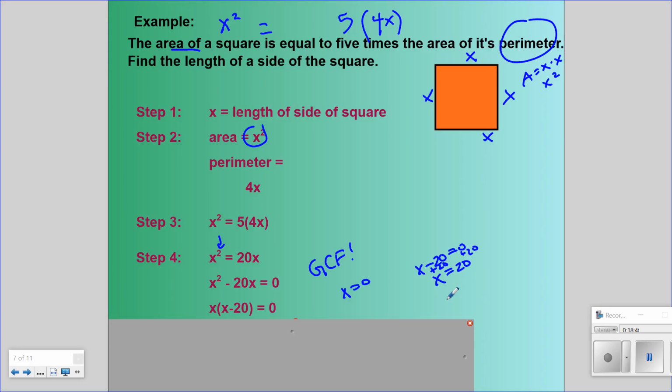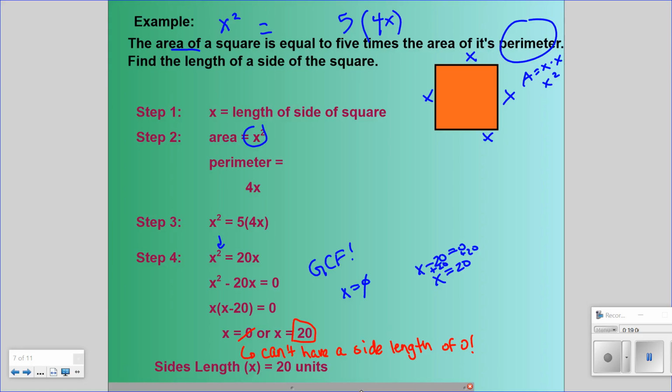Well, if we're thinking about finding the length of the side of a square, if this square exists, it's got to have a length larger than 0. So the 0 solution doesn't make sense. Only the one that's 20 makes sense.